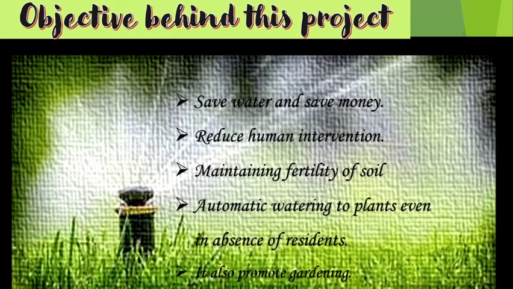Now, the objective behind this project. First one, save water and save money. Second, reduce human intervention. Third, maintaining fertility of soil. Fourth, automatic watering of plants even in the absence of residents. And last one, this project also helps promote gardening. Now I hand over to Priya Nandi to explain the circuit diagram in the software part.